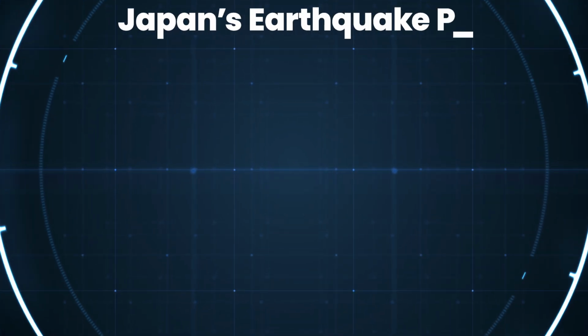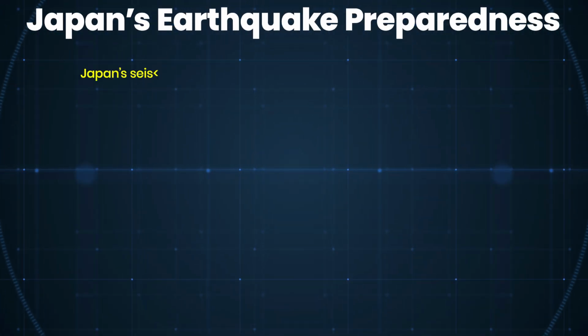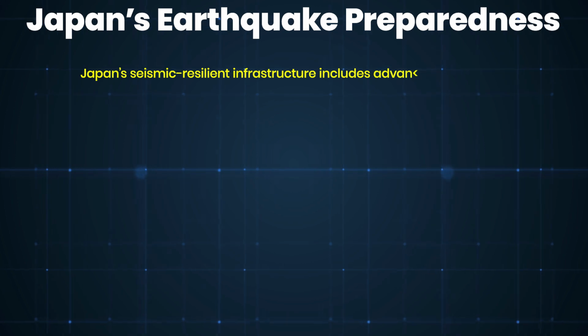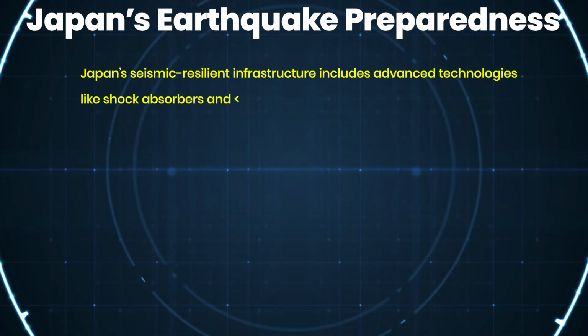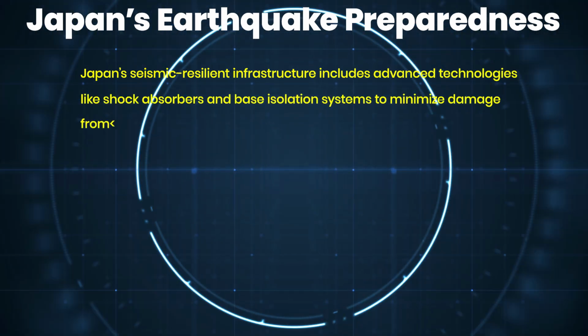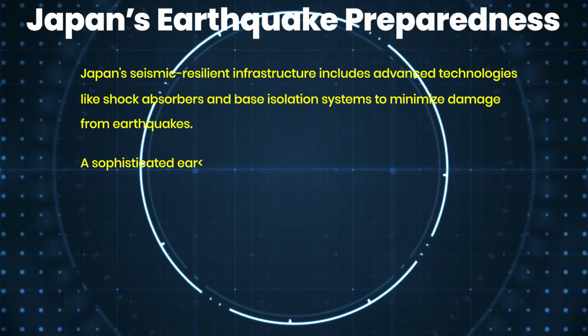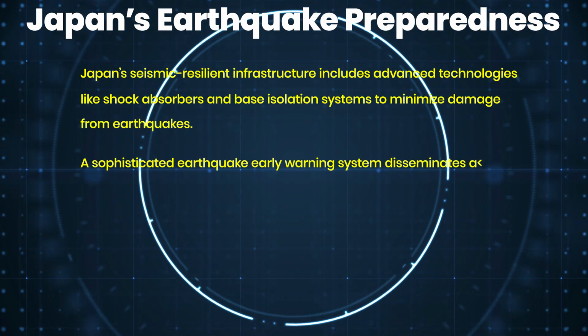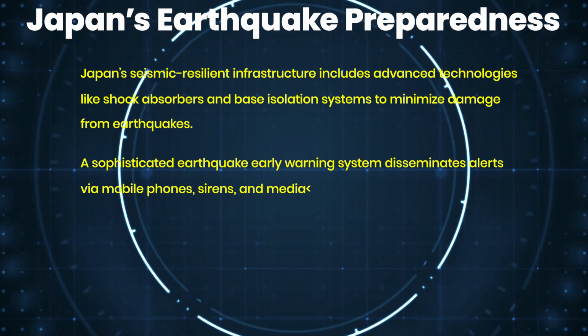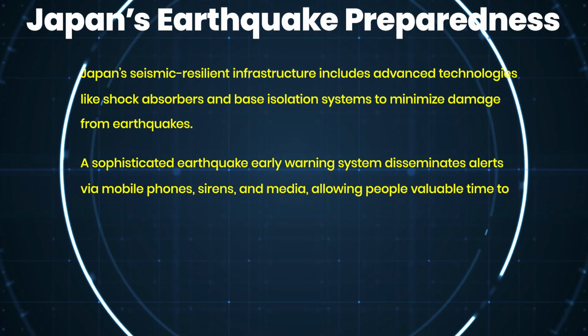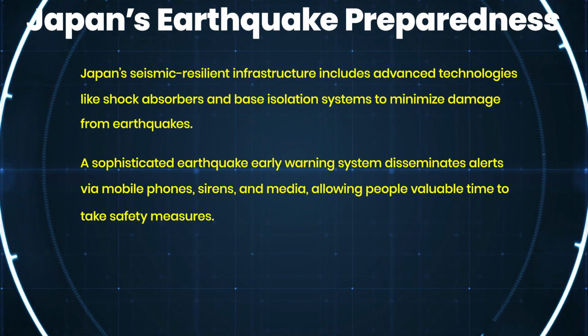Let us first talk about Japan's earthquake preparedness. Japan's seismic resilient infrastructure includes advanced technologies like shock absorbers and base isolation systems to minimize the damage from earthquakes. Annual Disaster Prevention Day involves nationwide drills, public education campaigns and awareness programs, and that is to prepare citizens for emergency. A sophisticated earthquake early warning system disseminates alerts via mobile phone, sirens and media, allowing people valuable time to take safety measures prior to that.